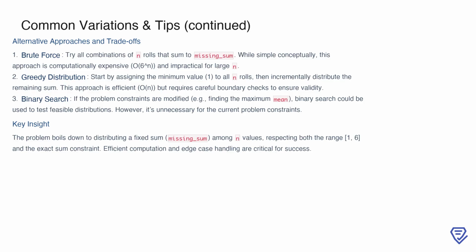The key insight to solving this problem is that it boils down to distributing a fixed sum, the missing_sum, across n values while ensuring two critical conditions: each value must be between 1 and 6, and their sum must exactly equal the missing_sum. Success depends on efficient computation and meticulous handling of edge cases to ensure the solution is both correct and optimal.